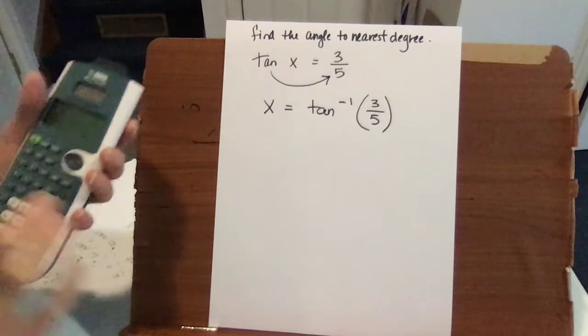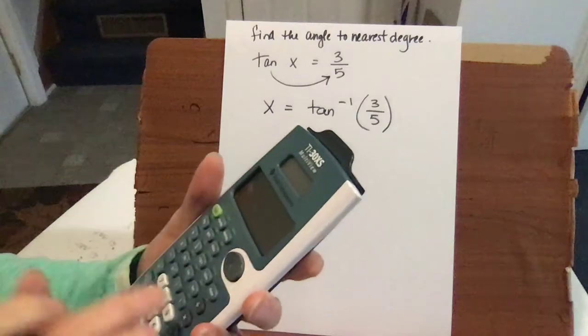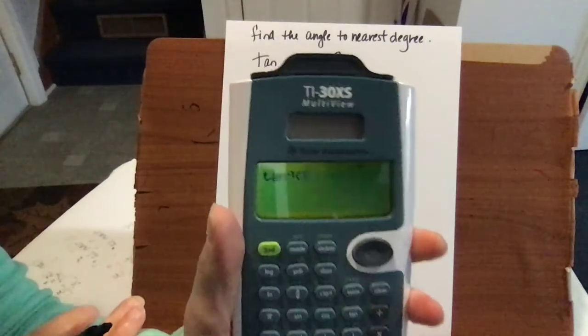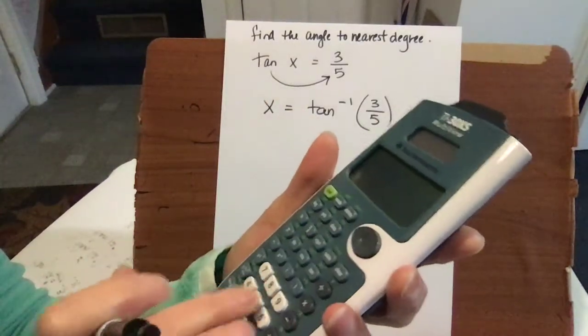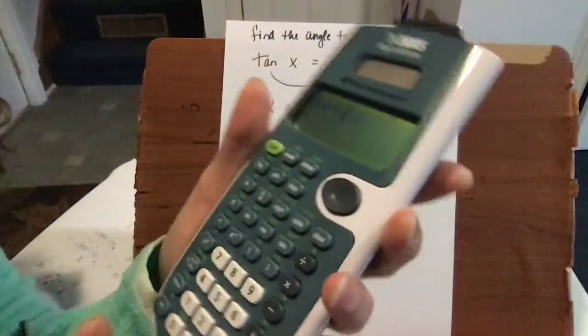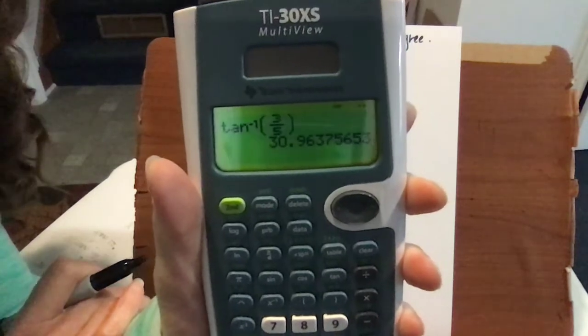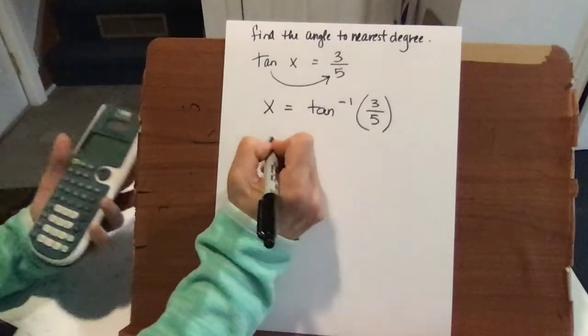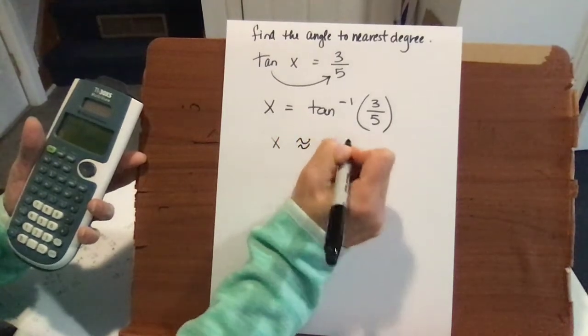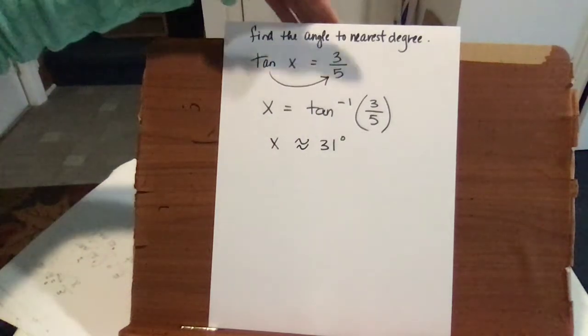That's all set up and written. You get your calculator out. You're going to hit second tangent. If you want to get your fraction button, that's fine. Put 3/5. Arrow off and close your parentheses. So it should look like this. Now hit enter, and you get 30.96. We want it to the nearest degree, so it would be 31. So x is approximately 31 degrees. And that's how you find a missing angle.